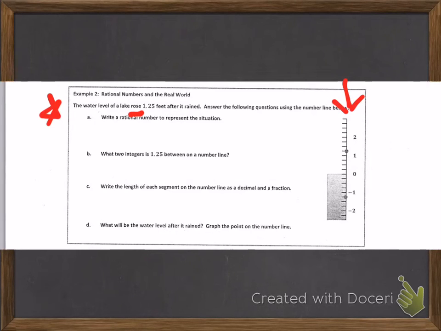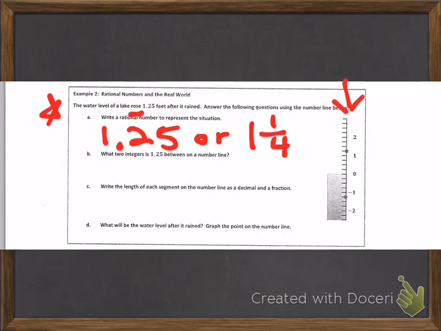So in this case, we are representing, as it was stated, 1.25. You could write it as the whole number with the decimal, 1.25, or you can write it as 1 and 1/4. Okay.